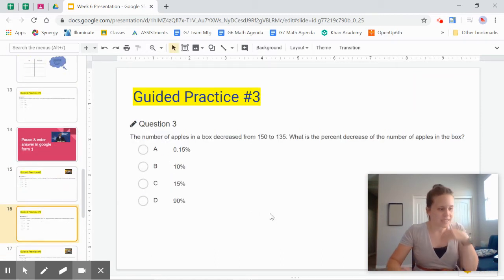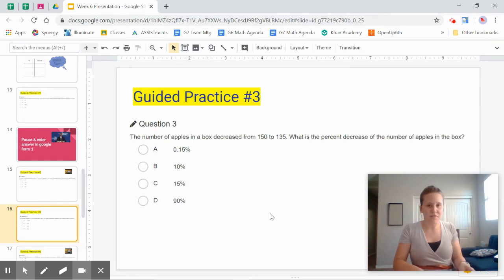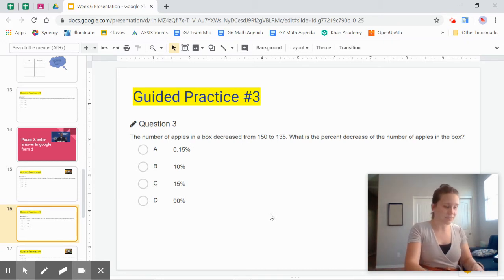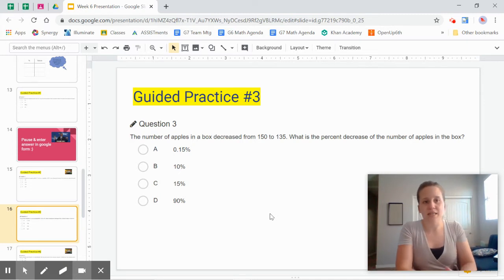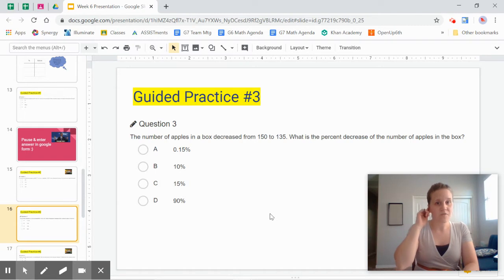Question 3 is up next. Let's do this one together. This one is different a little bit. A lot of the same concepts, so think really carefully about what your part is. That's what I think the trickiest part of this work is. All right, question 3. The number of apples in a box decreased, do you hear the difference? From 150 to 135. Decrease means the original amount is larger. What is the percent decrease of the number of apples in the box?